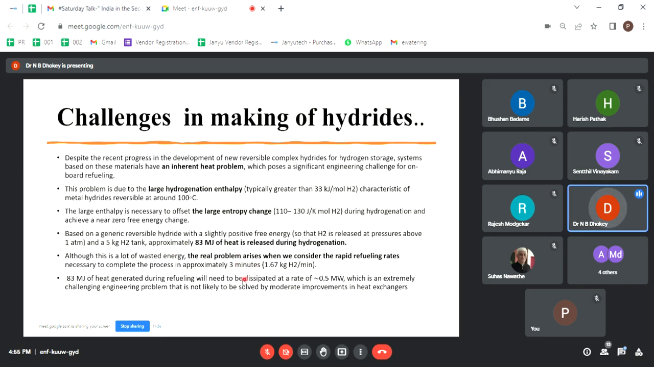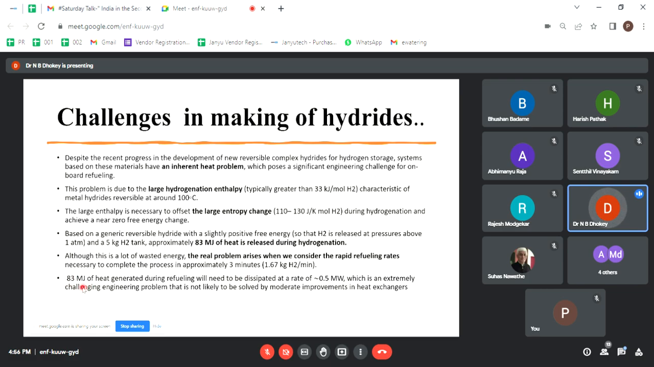And while doing so, the real problem arises when you consider rapid filling rates. This is very important: when you are charging a metal hydride, if you could charge in short times, always welcome. If you are taking half a day or a whole day, that's not an attractive proposal to the common users. So therefore, we need to work on how fast we can charge it.